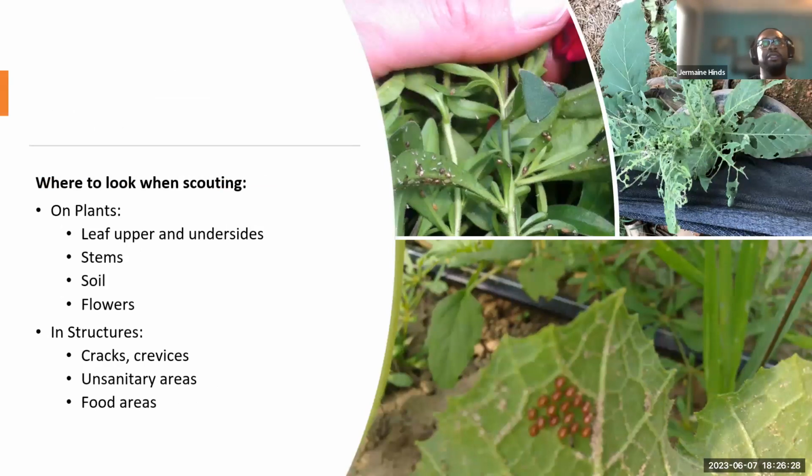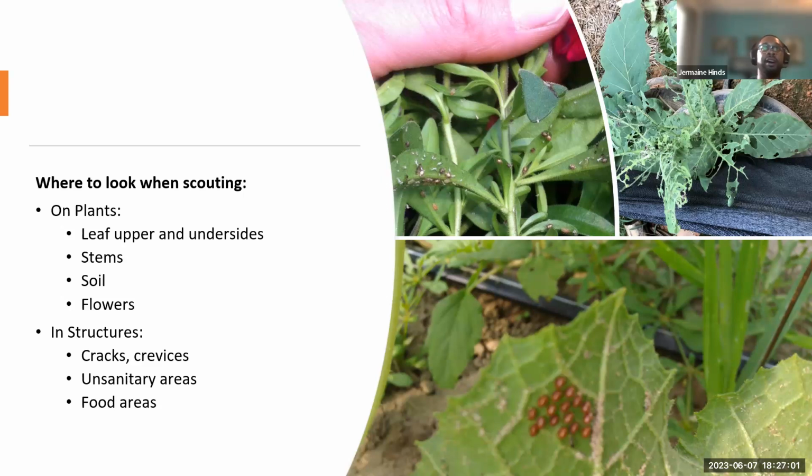And so where do we want to look when we're scouting? So on plants, you're looking at the upper and undersides of leaves. Remember, insects like to camouflage and they like to get into nooks and crannies to hide from potential predators, including you as a human that wants to get rid of it. So check the upper and undersides of leaves. You want to check up and down the stems for any presence of insects. You want to check the soil around your plant. Lots of insects like to fall off the plant during the day and burrow into the soil so they can hide out.